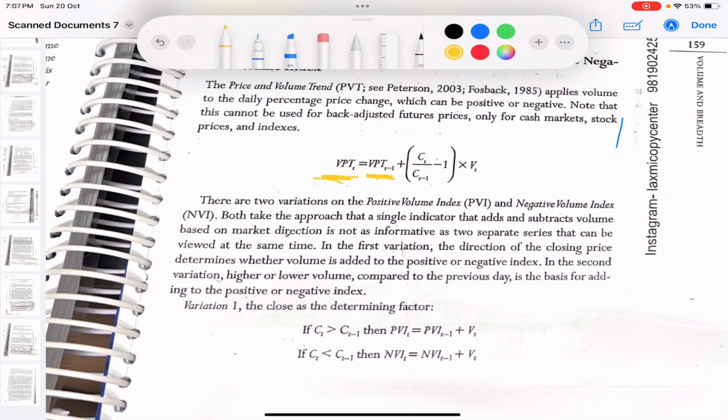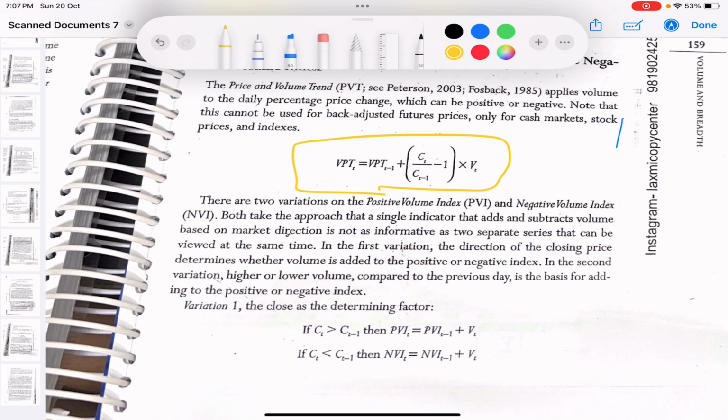This is so standard in all the volume indicators. You're going to take yesterday's value and add to it the volume multiplied by what is on the inside. Here, what we're going to do is closing price of today divided by closing price of yesterday minus 1. So that is going to be multiplied by the volume. Closing price of today divided by closing price of yesterday minus 1. The moment you see that, you know you are talking about the price and volume trend.